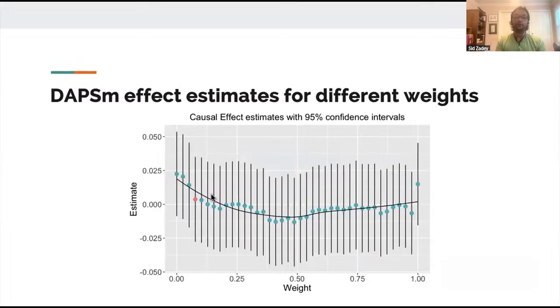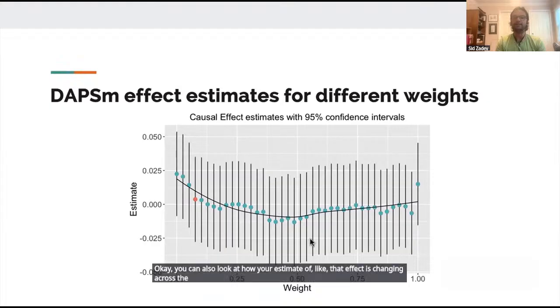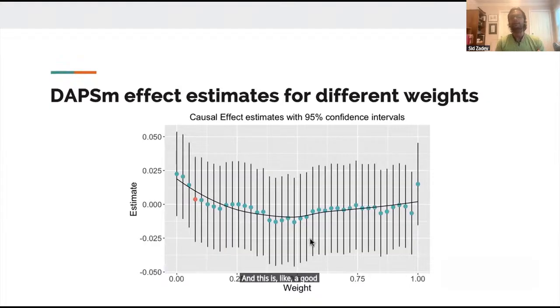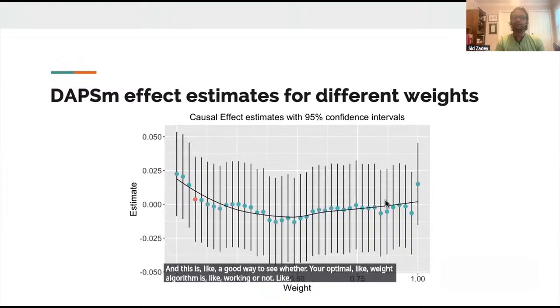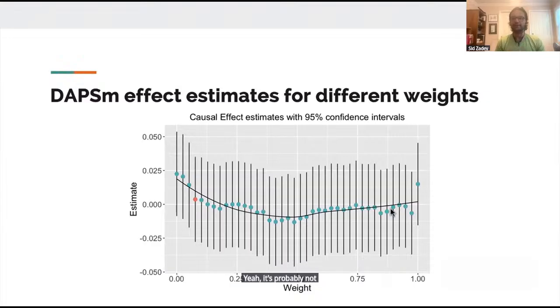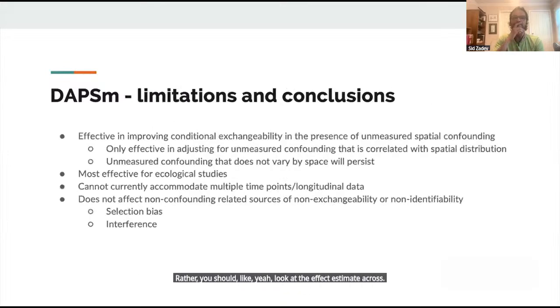You can also look at how your estimate of that effect is changing across the weight values. This is a good way to see whether your optimal weight algorithm is working or not. If you see a lot of variation in these, it's probably not the best idea to choose one specific weight. Rather, you should look at the effect estimate across weights.